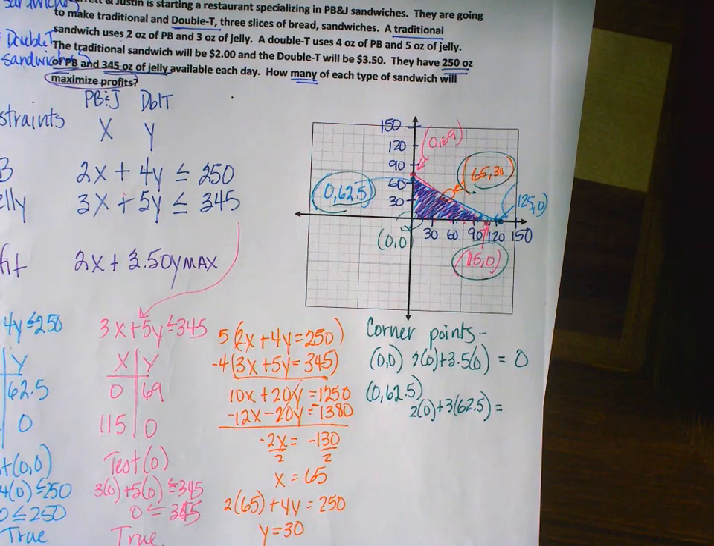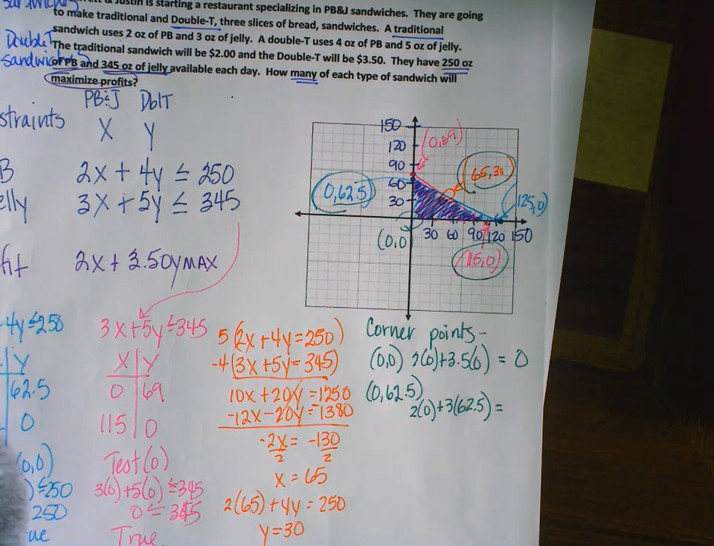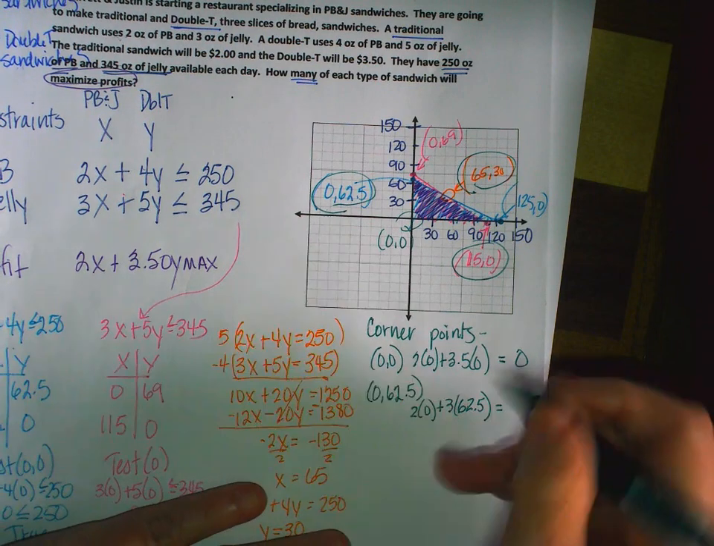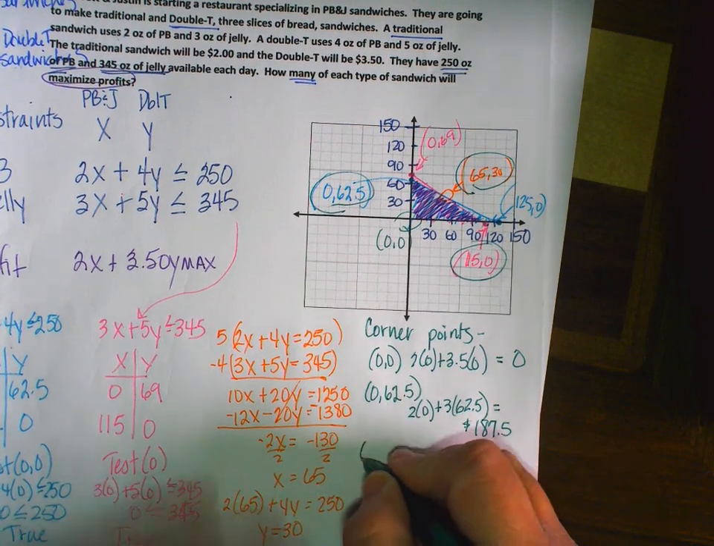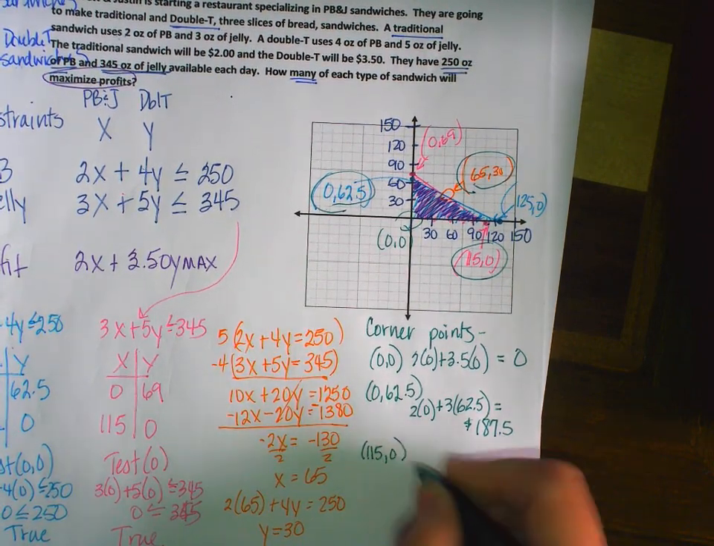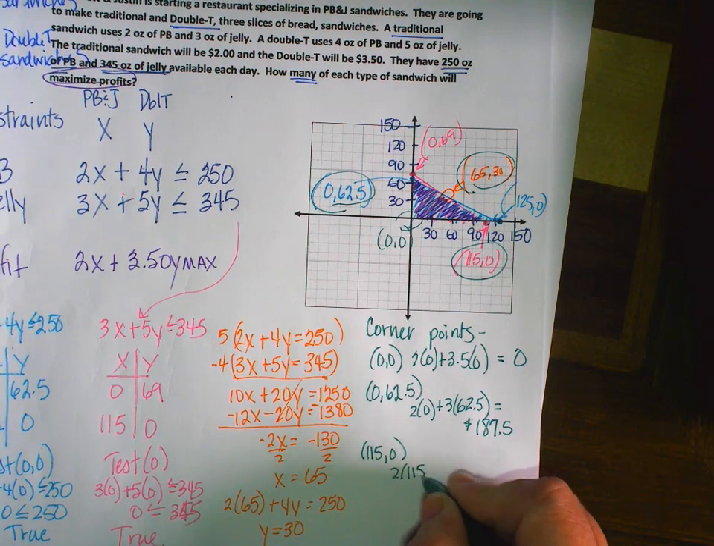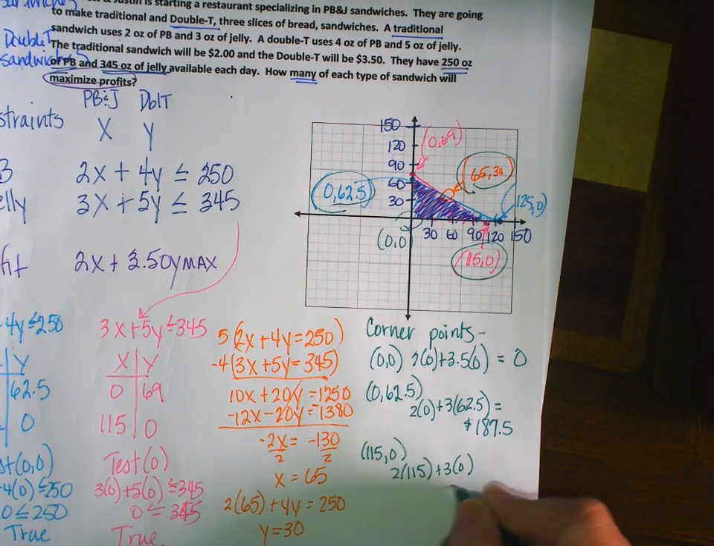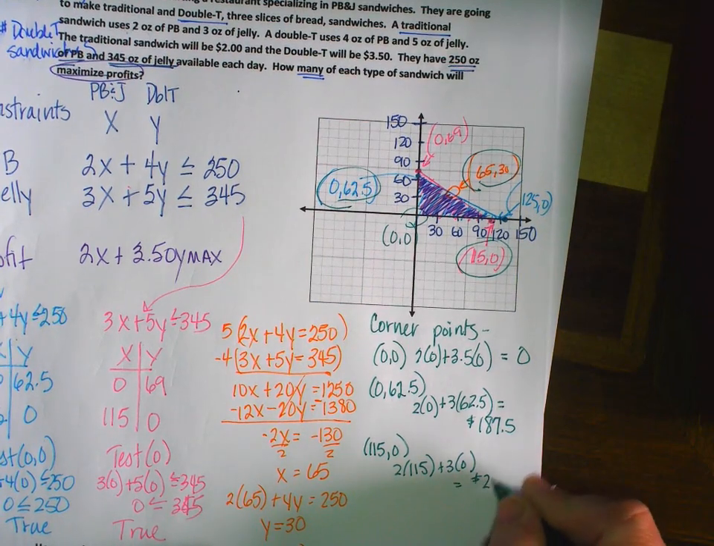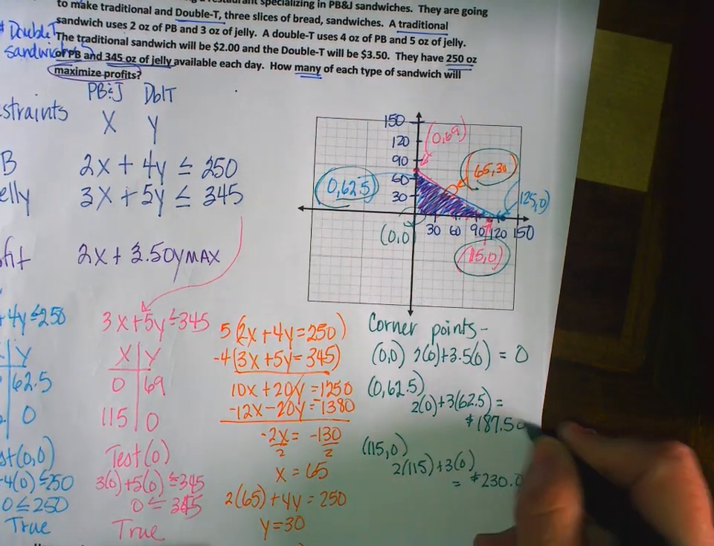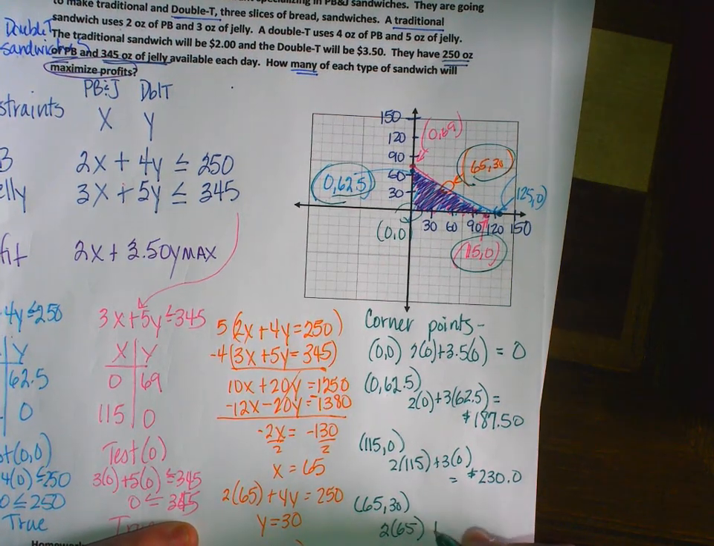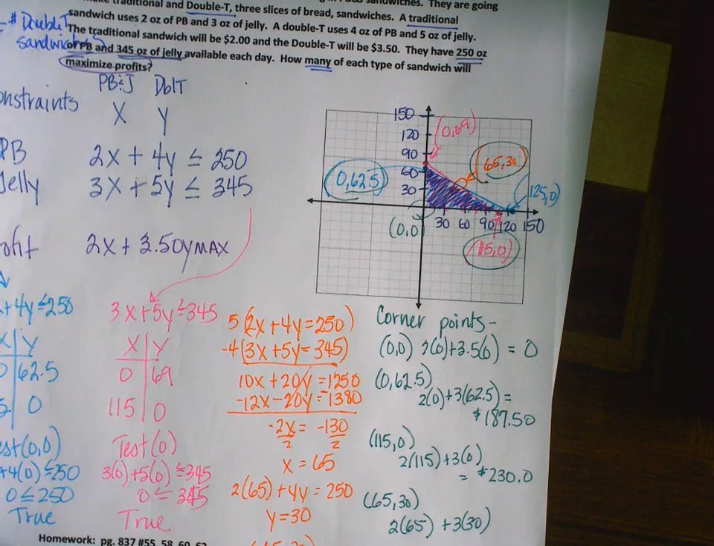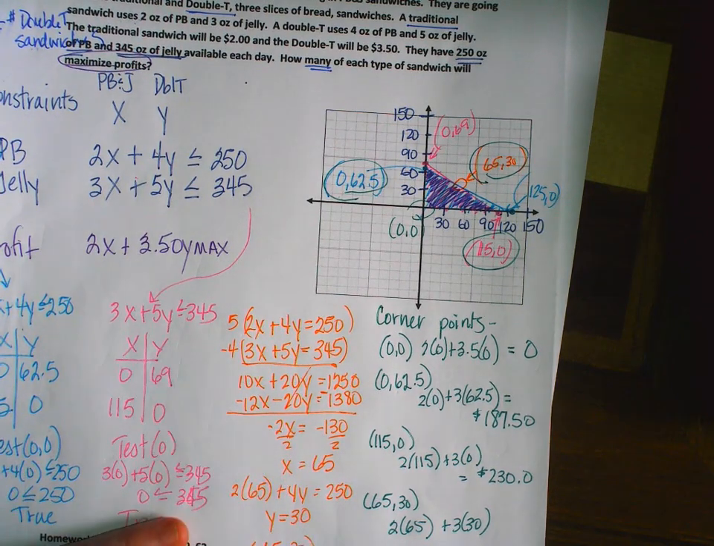And let's do that one real quick. This is 187.5. Okay, then I have 115, comma 0. So 2 times 115 plus 3 times 0 is 230. And then I have 65, comma 30. So I have 2 times 65 plus 3 times 30 is 220.